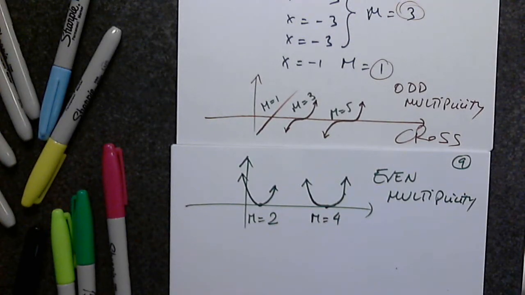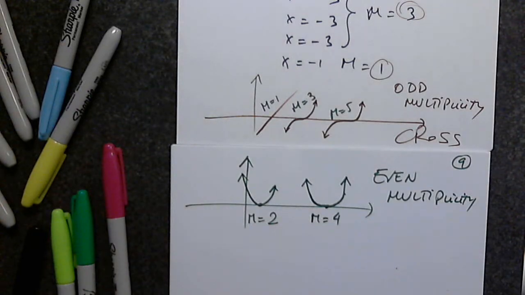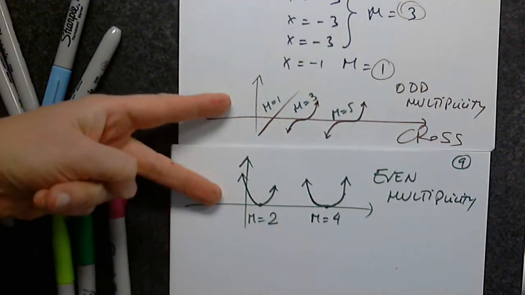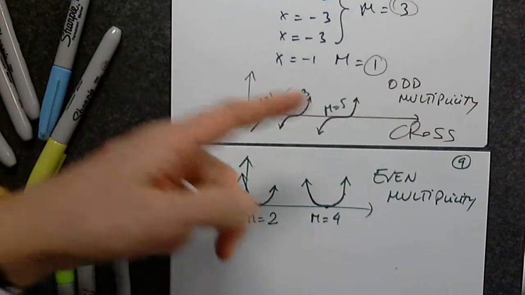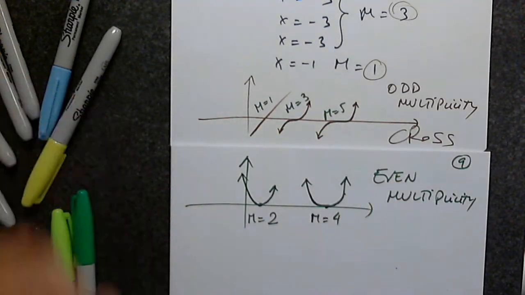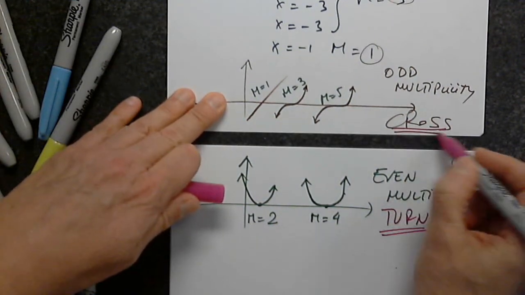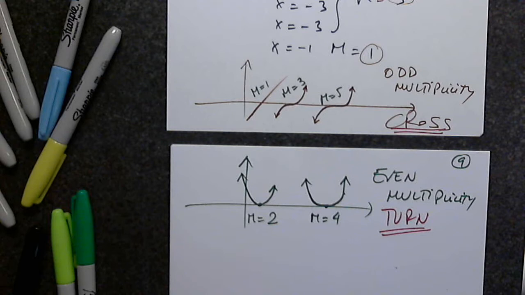So I introduced multiplicities, how many times the solution appears, and how that affects the graph of the function. And these are the 2 possibilities. If it's an odd multiplicity, it will always be a cross. If it's an even multiplicity, it will always be a turn. Cross or turn.